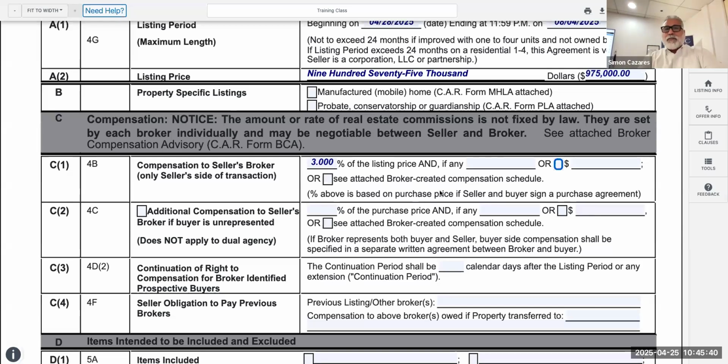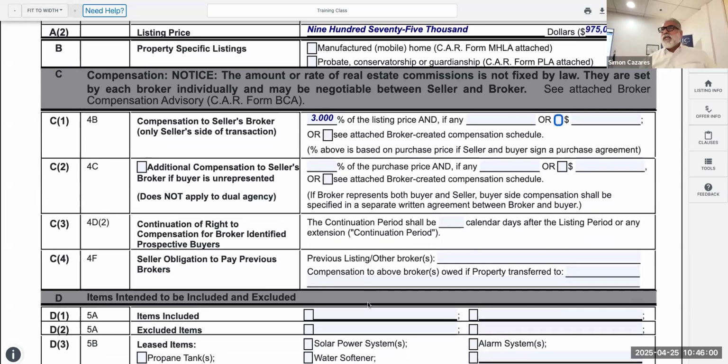You can also attach a broker-created compensation schedule. If you want, you would check that and then provide it. Mr. Mrs. Seller, if I bring you this amount, then my commission will be this. If I bring you that amount, then my commission will be this amount, right? So you can do what's called a scale process. All right, so this is where we get a little bit of confusion: Section C2.